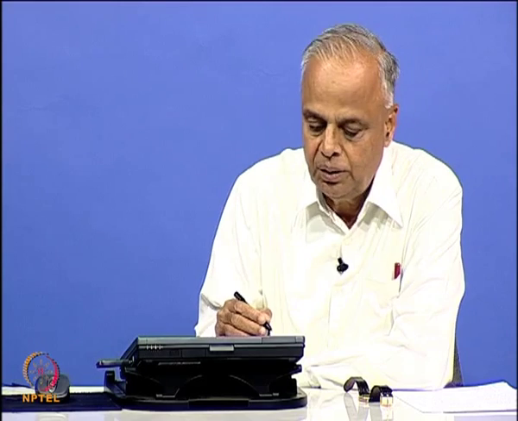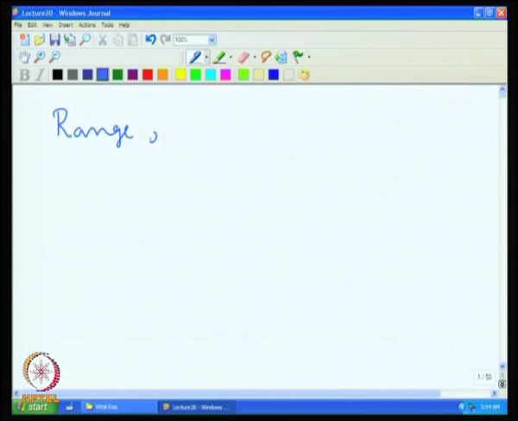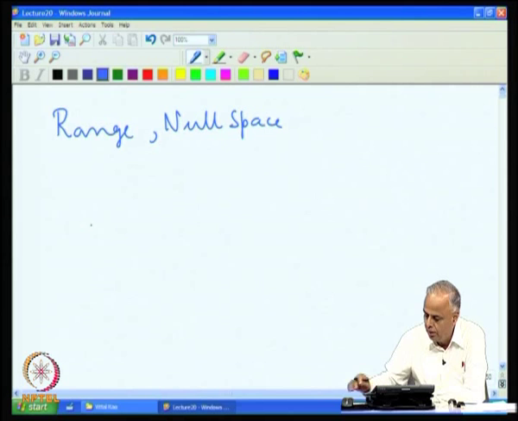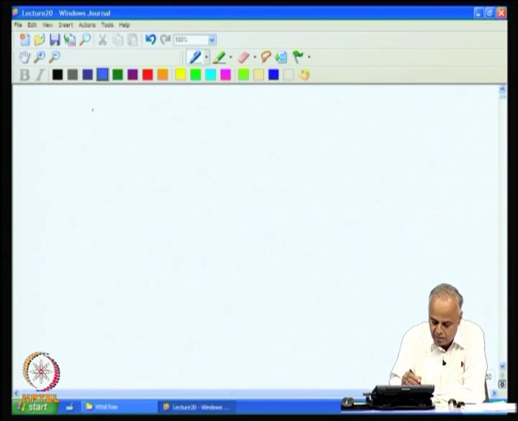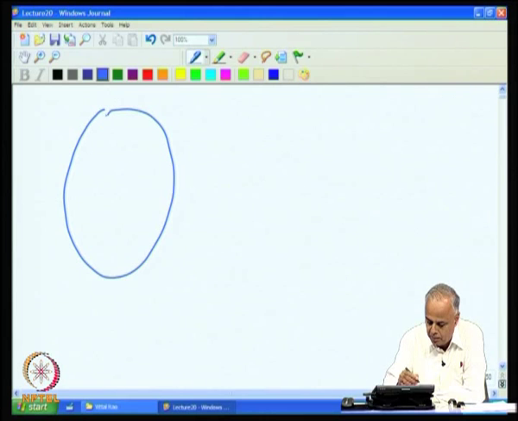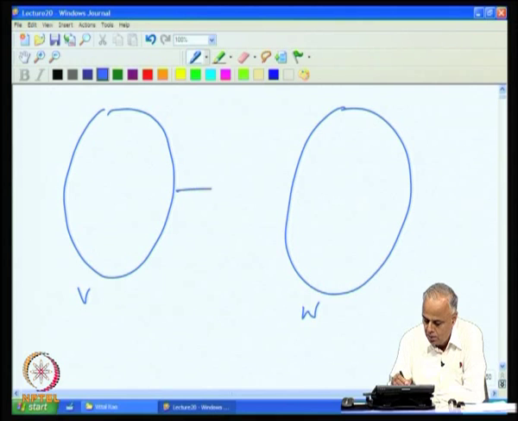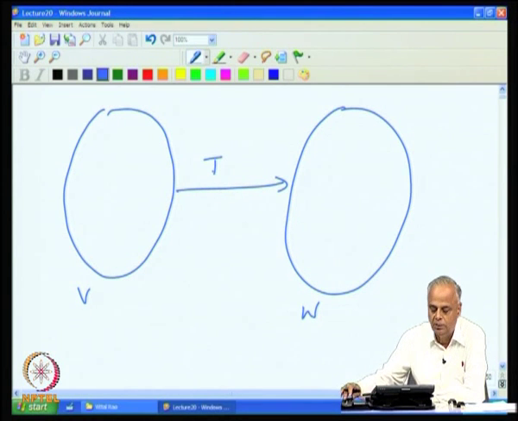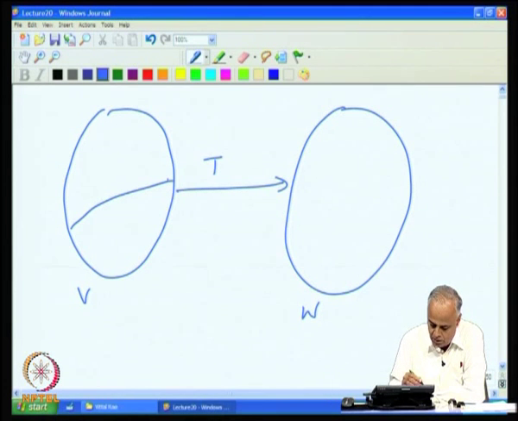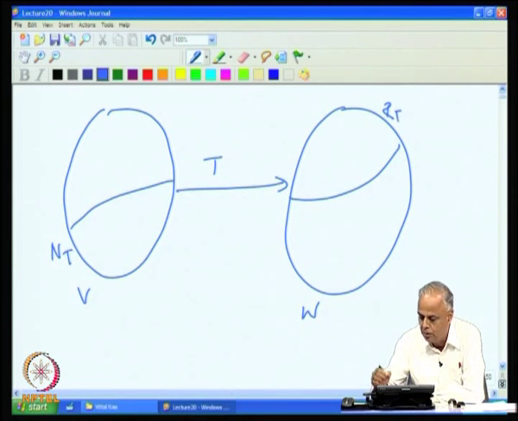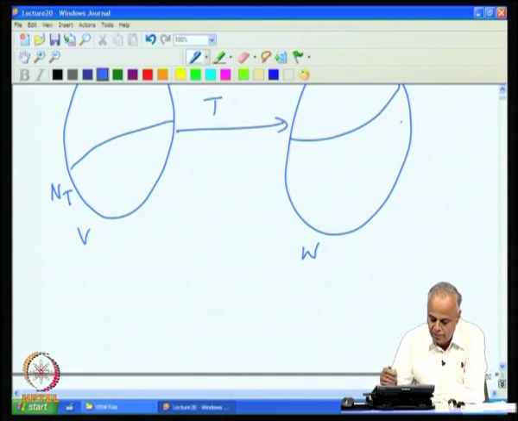In the previous lecture, we introduced the important notions of the range and null space of a linear transformation. Let us recollect and let us now focus on a finite dimensional space. So, we have a finite dimensional space V and another finite dimensional space W, and we have a linear transformation T from V to W. And then a part of this was what is known as N of T, and a part of this was what was known as the range of T. Now, let us recollect the definitions.